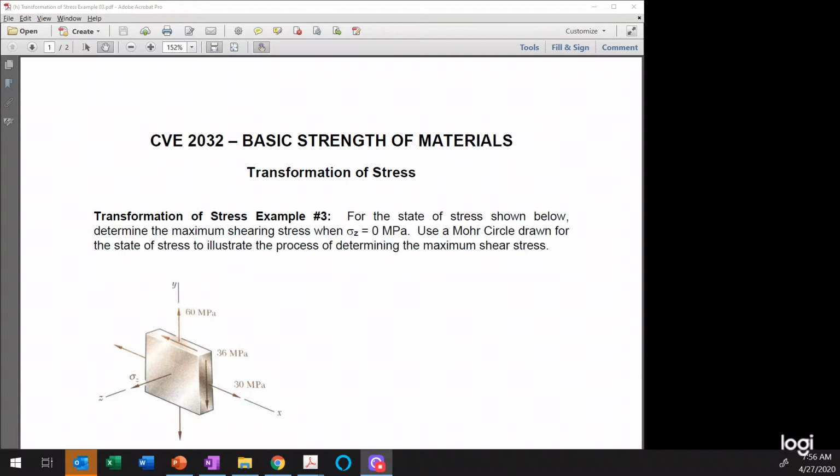But before we do it, let's take a look at the stresses we have. We have sigma x is equal to 30 megapascals. We have sigma y is equal to 60. And tau xy is equal to 36, sort of. Let's go to OneNote. So I'm going to start off by drawing my differential stress block over here in OneNote, and I'll draw it like this. And actually, let me move it over to the right a little bit.